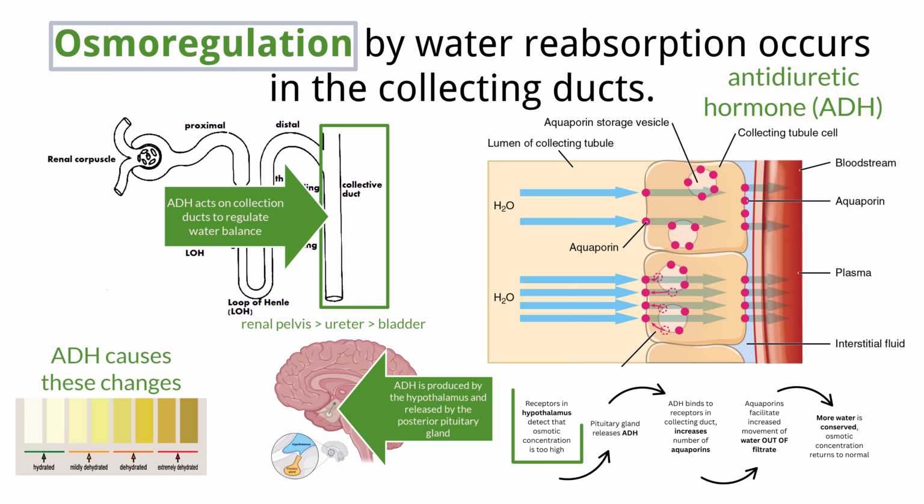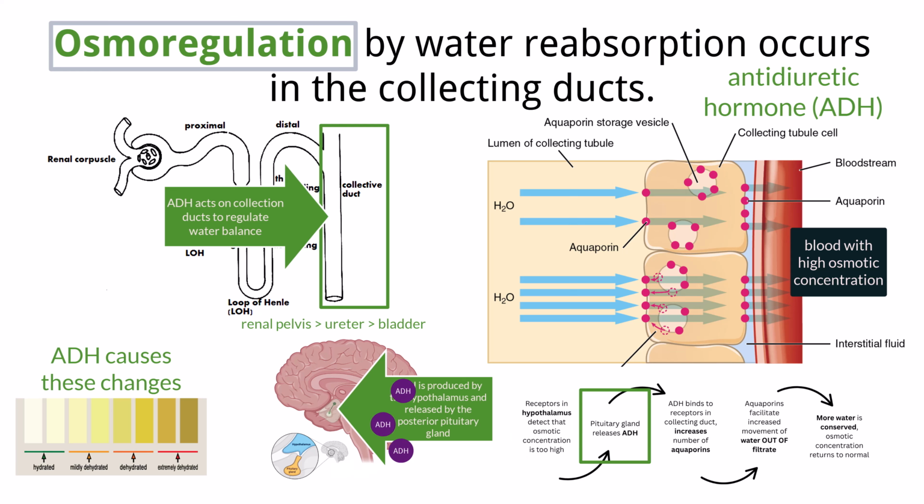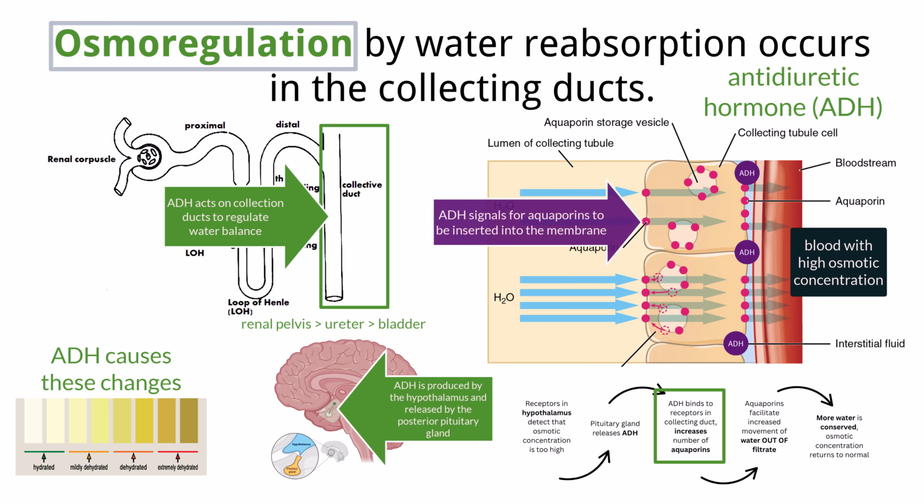Receptors in the hypothalamus monitor the osmotic concentration of the blood, or its level of solutes. If blood becomes too concentrated when a person is dehydrated, for example, these receptors trigger the release of ADH. The ADH binds to the receptors in the cells of the collecting duct, which causes aquaporins to be inserted into the cell membranes of the collecting duct, as seen in this diagram.